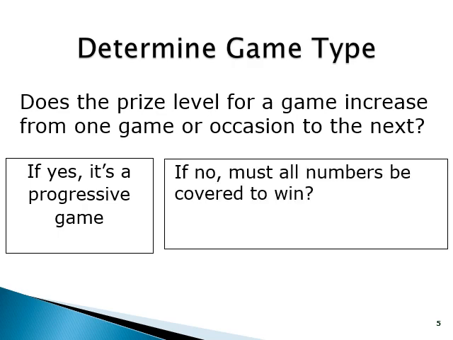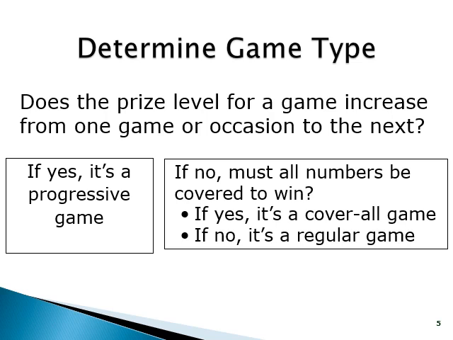Must all numbers be covered to win? If yes, then it's a coverall game. And if the answer to that is no, then it's a regular bingo game. So we have 3 different types of games here when it comes to prize limits. We have a progressive game, a coverall game, or a regular bingo game.